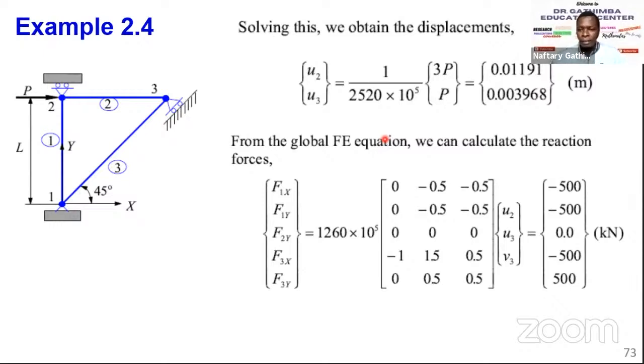I'm moving very fast here because it's just about working out normally. We have resolved the small challenge that was posed to us. Now, from the global finite element equation, you can calculate the forces by just substituting the U3s, U2s, and the other known values. You work it out, and you'll be able to get the nodal forces. And that's it.